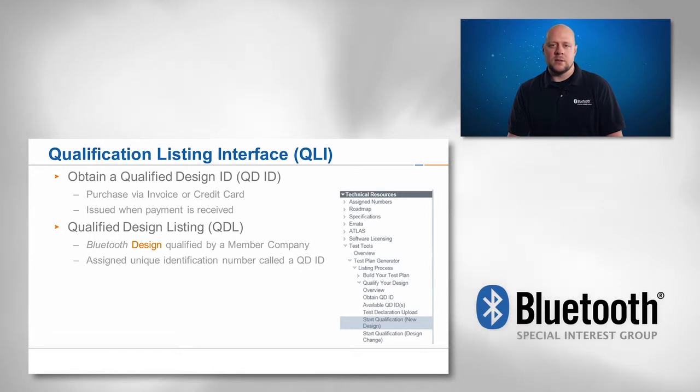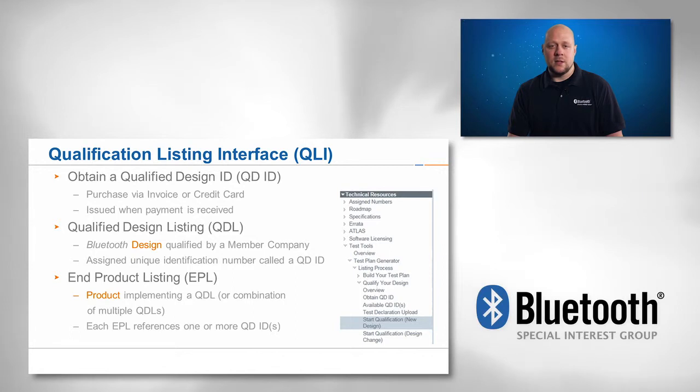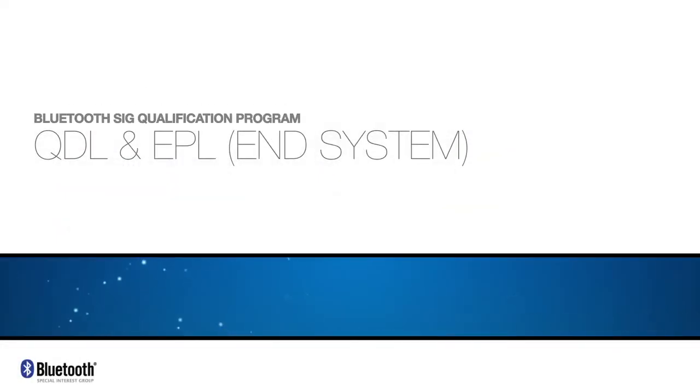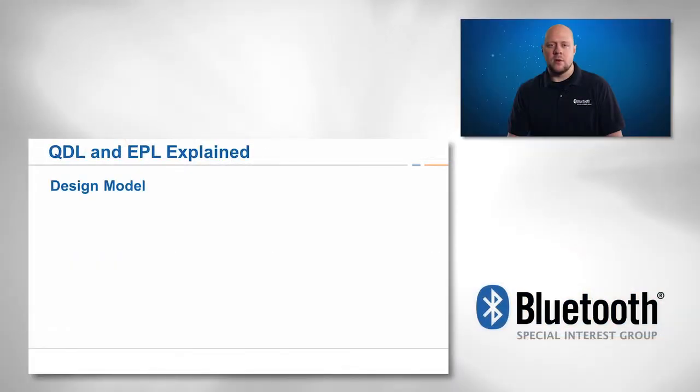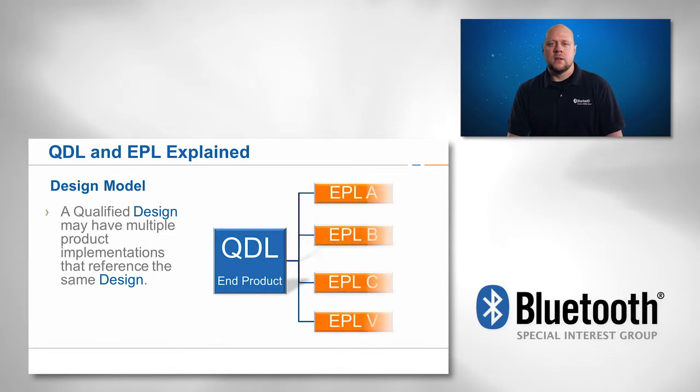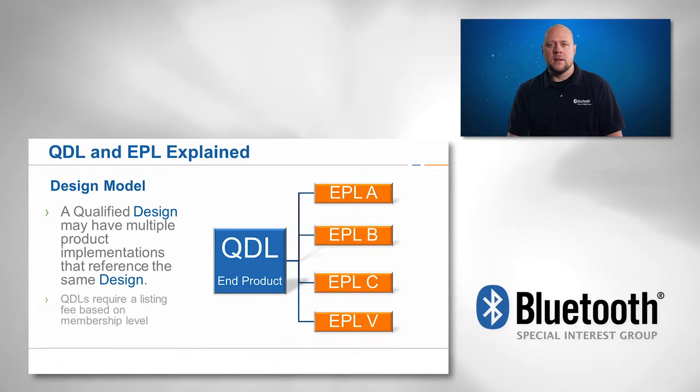We will cover the listing process in a minute, but for now we will focus on the relationship between the QDL and the EPL. The acronym QDL stands for Qualified Design Listing. The main difference that members usually notice is that the QDL has a listing fee and the EPL does not. The QDL fee is based on membership level. For instance, for associate members, the listing fee is discounted by 50%.